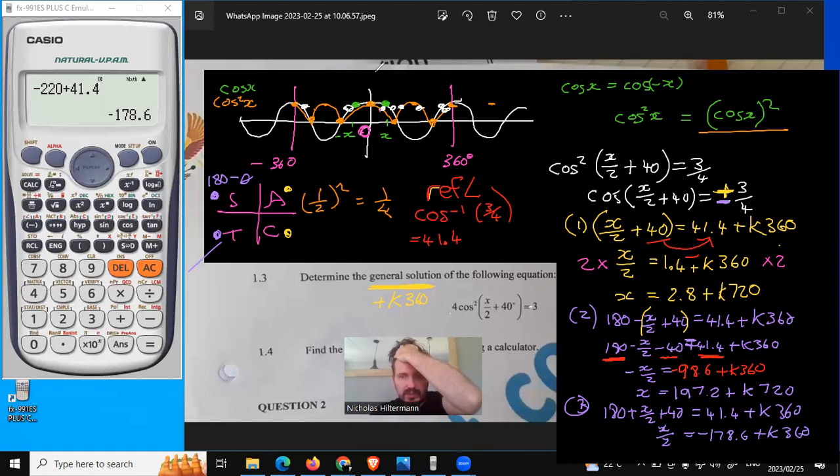So here we added this 180 and this 40. When it went to the other side, it became minus 220, and then we added that to this. That gave us this, and then we just times by 2. So x equals, and then this times 2. I can just times this by 2, and I get 357.2 plus K720.